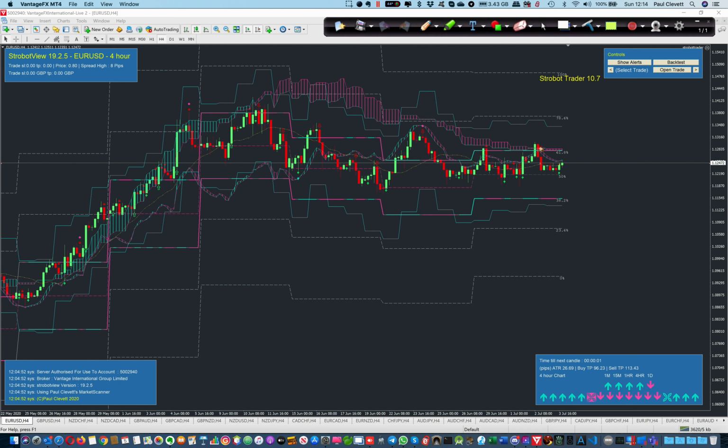Another thing it uses is average true range. You can see down here it says 26.69. Anything less than 30 pips it won't trade. So you can see that's why there are very few signals in this area, because it's static. So it can only trade when it's got a chance of making 23 pips.